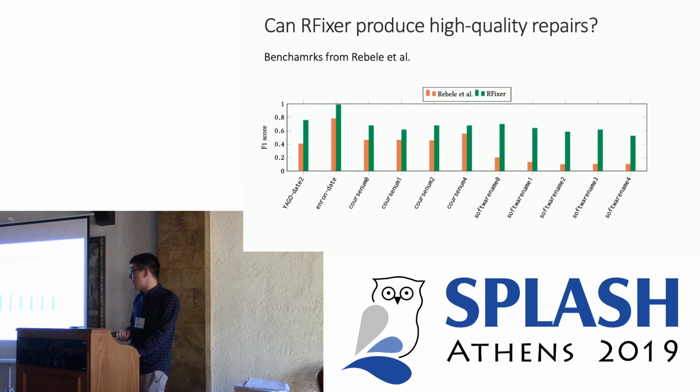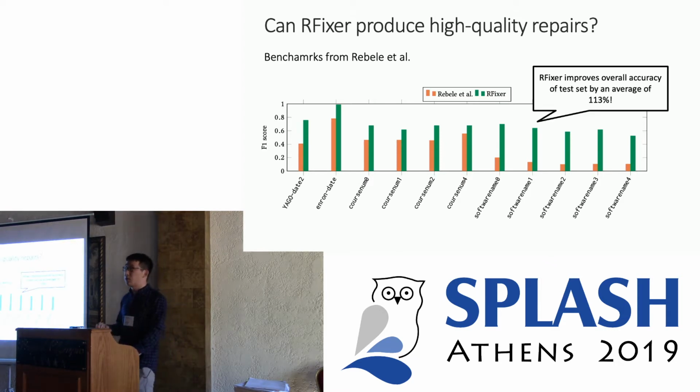Here is a diagram showing, for every benchmark where the other tool has an F1 score less than 0.8 on the test set, RFixer significantly improves the F1 score. And in general, RFixer improves the F1 score on the test set by an average of more than 100%.